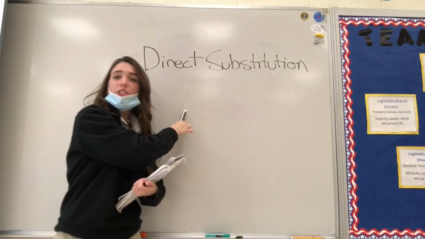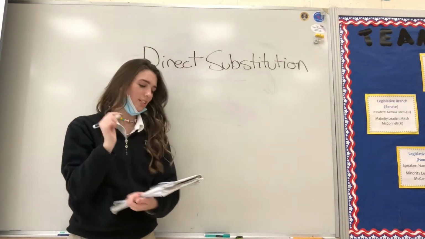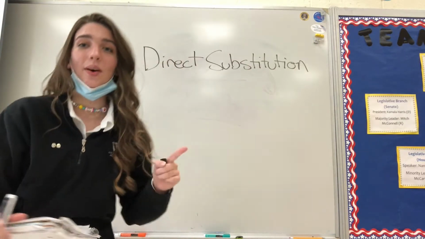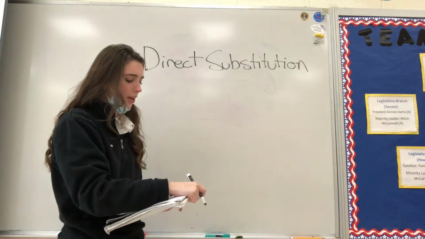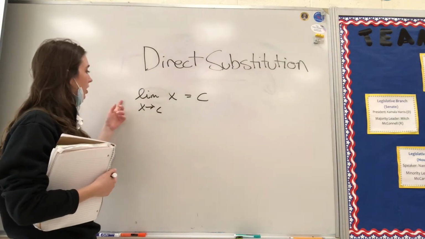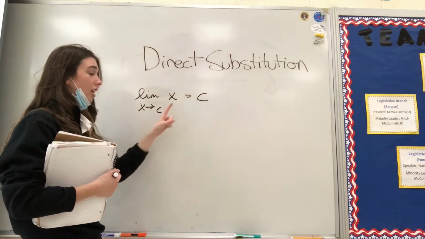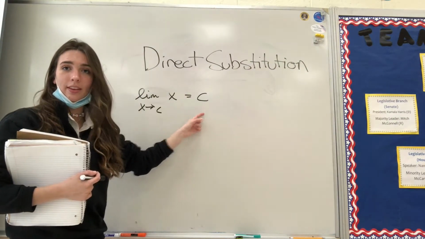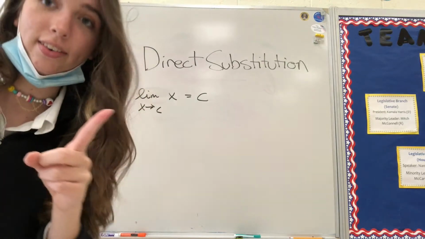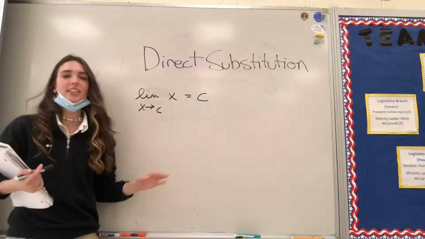Direct substitution is the first method of solving a limit. It's the easiest, and it's the one that you're going to want to look for, okay? This is an example of a really, really basic structure. It's going to be the limit as x approaches c of x is c. Get this down. It will help you in the long run, very much so.